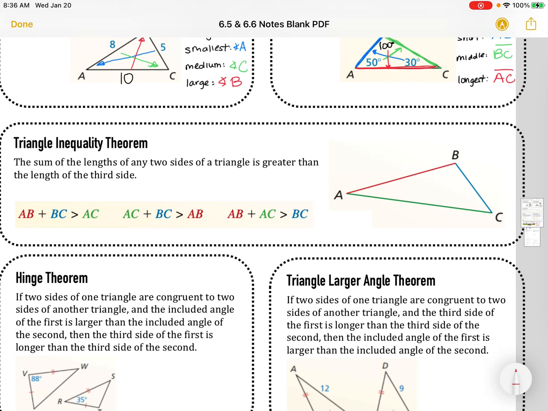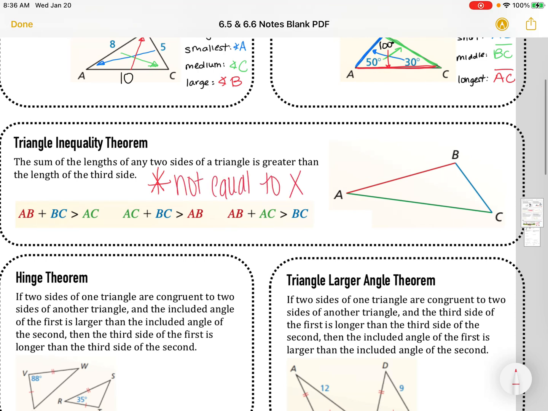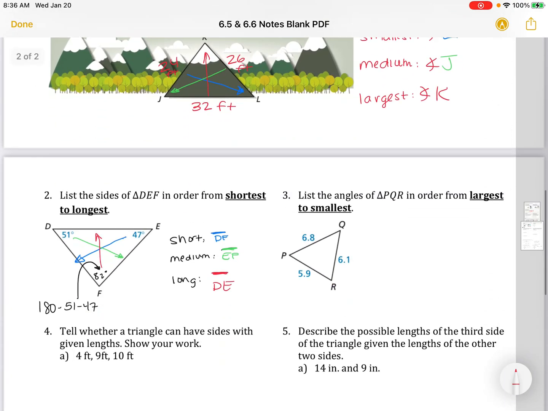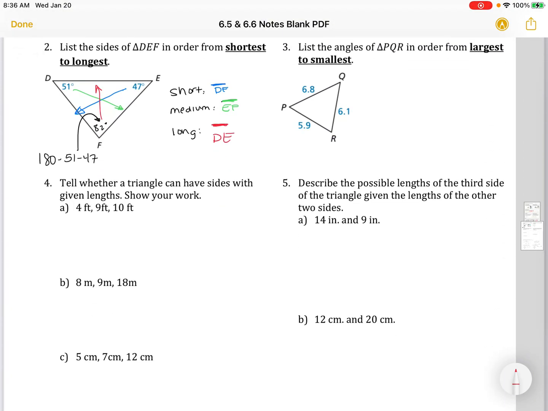It's much easier to see in an example, but I want to make sure that we write not equal to. So equal to doesn't count, it must be greater than. So meet me on number 4. We're going to do A and B together. Tell whether the triangle can have sides with the given lengths.